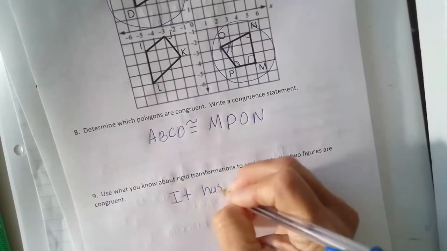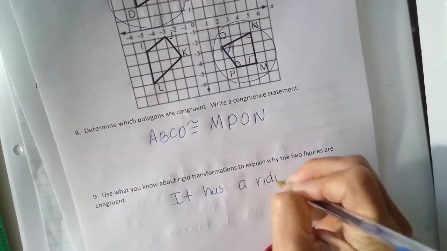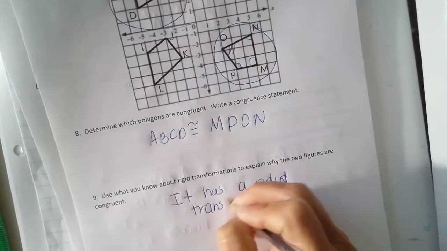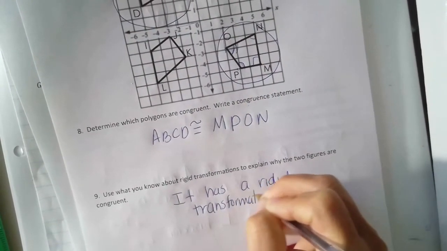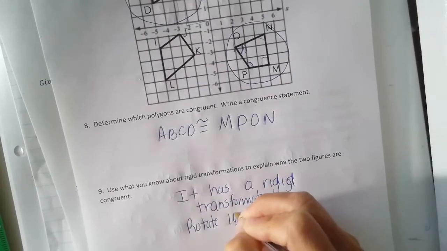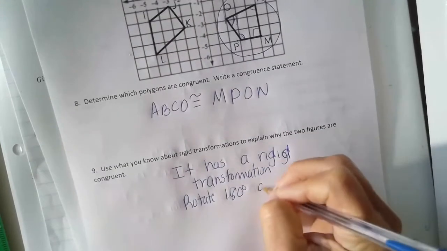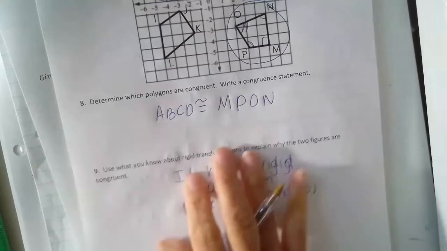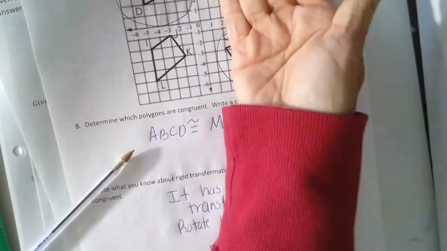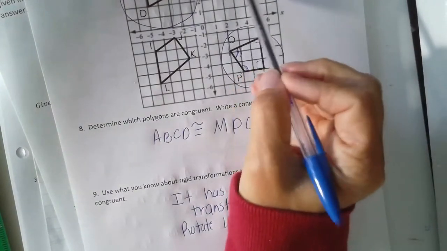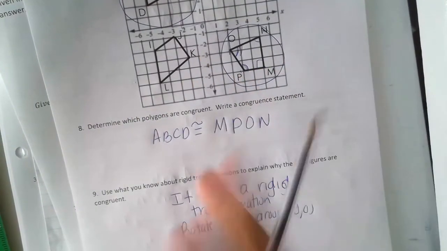Use what you know to explain why the two are congruent. It has a rigid transformation. Rotate 180 degrees around 0, 0. Technically, you could have also said it reflected, then reflected. I know it couldn't be this one, 2 right angles. Okay? All right.